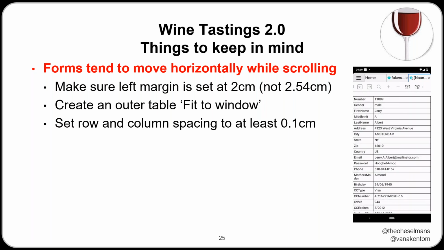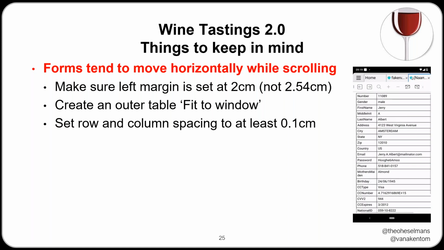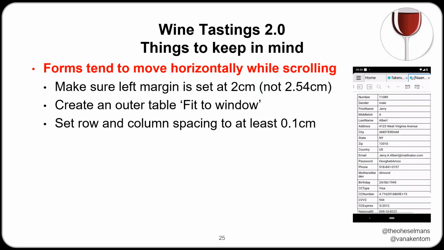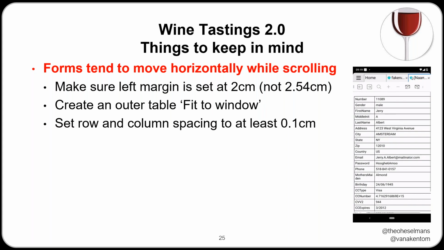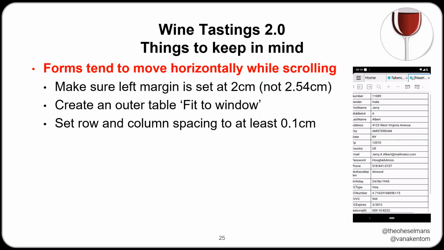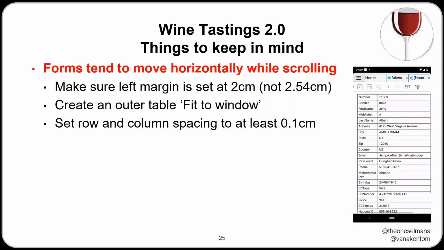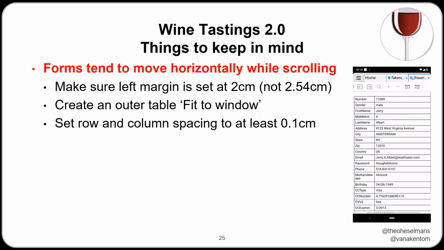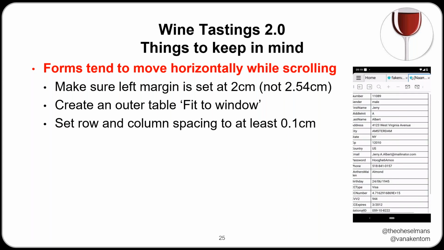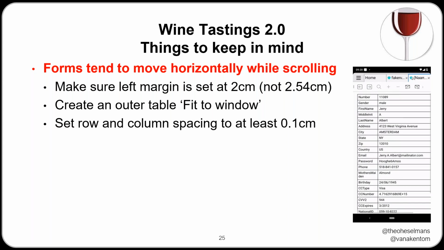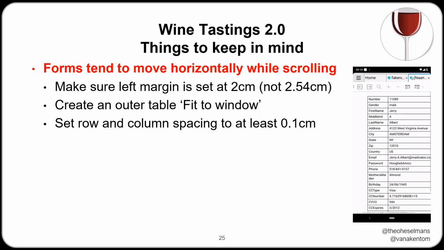To avoid this kind of behavior, it's really easy. Just set the margin at 2 centimeters instead of 2.54, and you can go. Then create a table at 2 centimeters. Create a table fit to window, and make sure that there is no border on the table. And I would suggest to set a row and column spacing of at least 0.1 centimeters to avoid that your text is sticking really to the edge of your screen. But when you use this technique, then you can just scroll up and down without your form starting to dance.